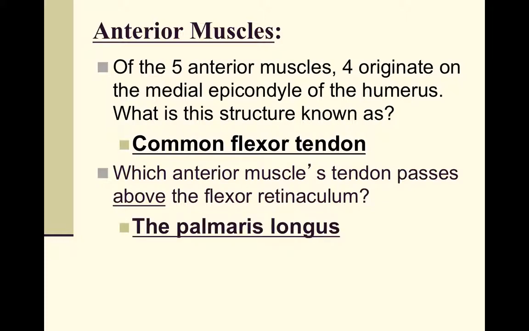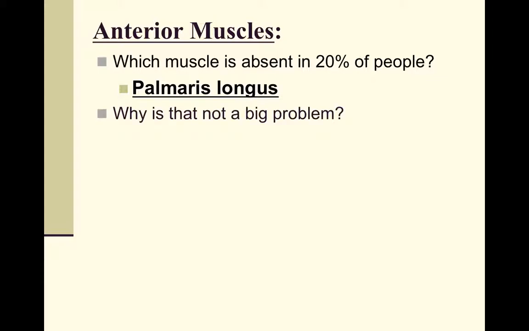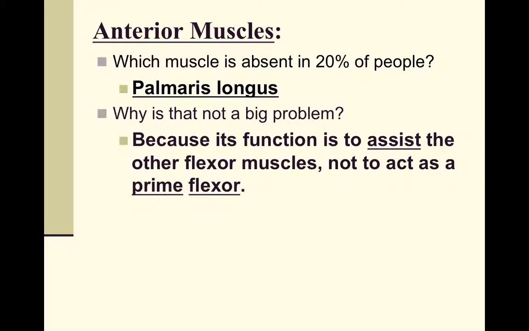Okay, palmaris longus. That is an important one because you can see that guy going all the way into that palmar aponeurosis. So it does not go into the carpal tunnel. It's the only one that goes above. It's also not present in 20% of people, strangely. And sometimes we use it for surgical procedures. It's really just an assisting muscle or a synergist, okay? It's not a prime flexor of the wrist, so if you don't have it, no big deal.